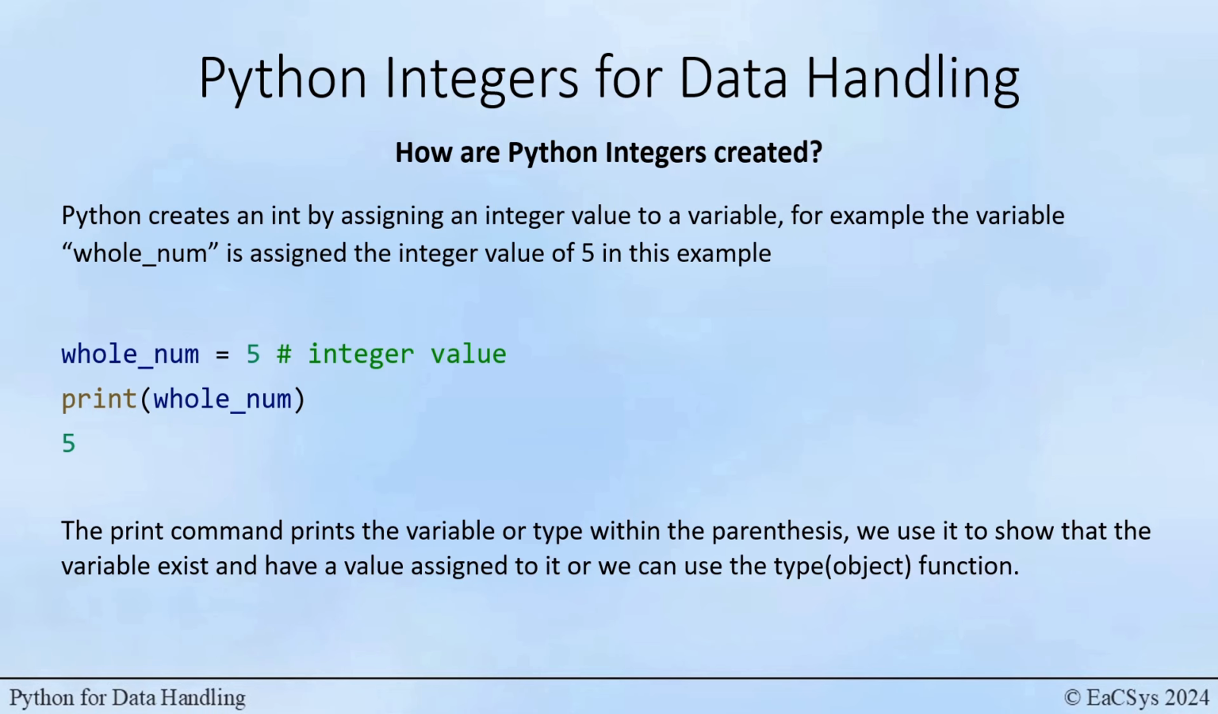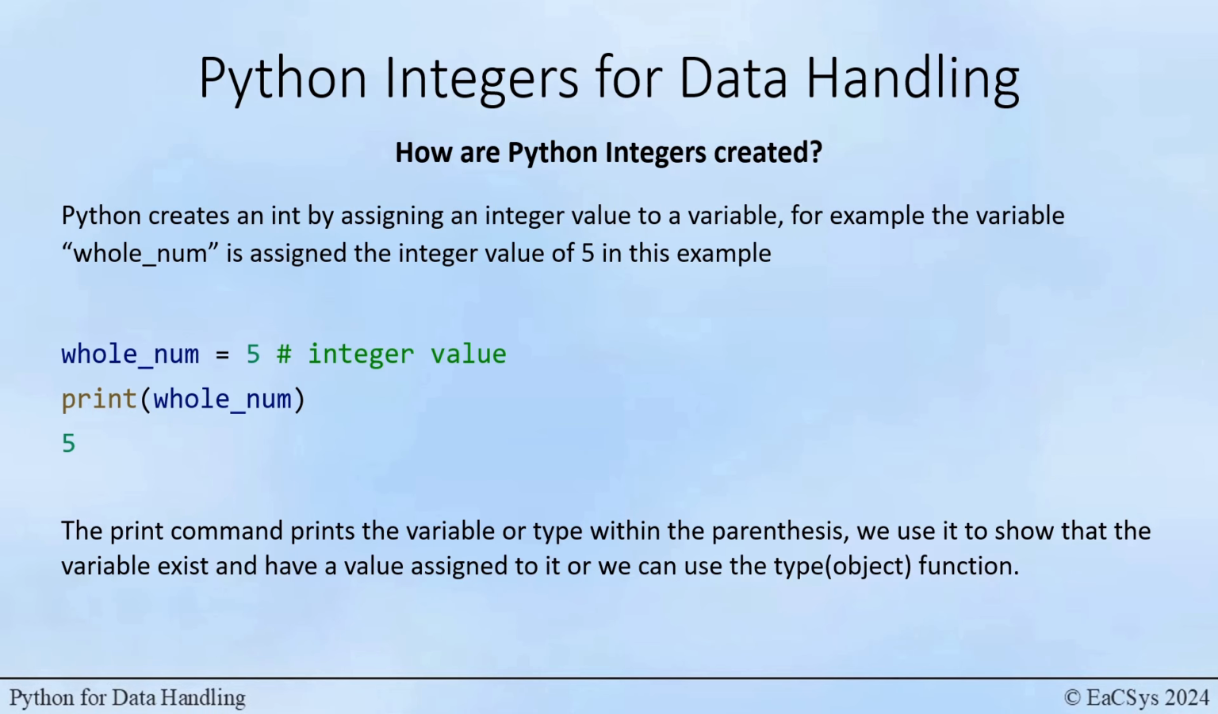And then we write the comment sign, which is the hash mark, and to the right of the hash mark we type integer value to remind us that 5 is an integer value and that the variable is an integer because we assign it an integer value. And we can use the print command and print the value of the variable by printing the variable between the parentheses of the print command.